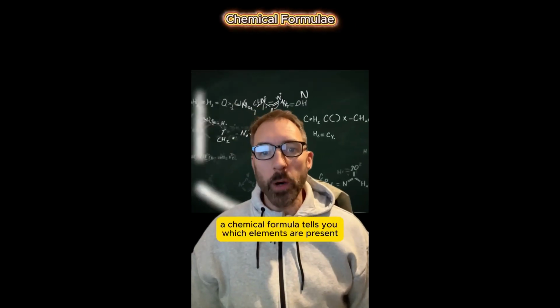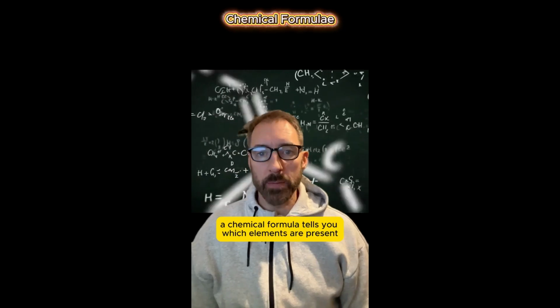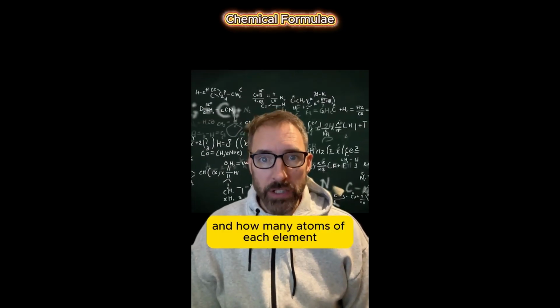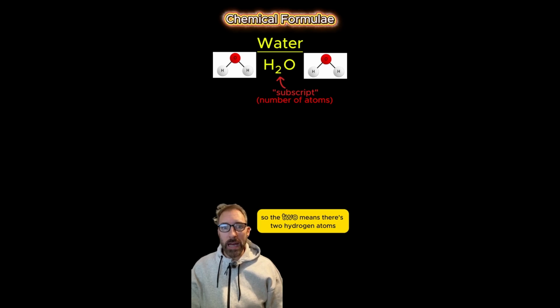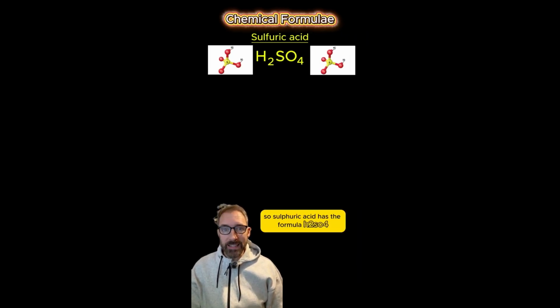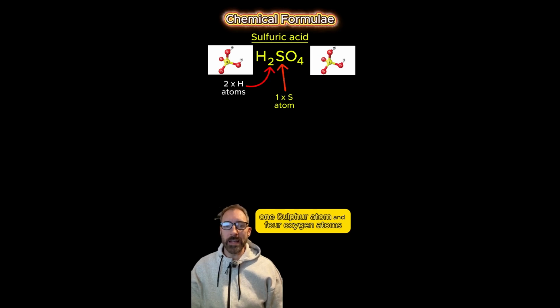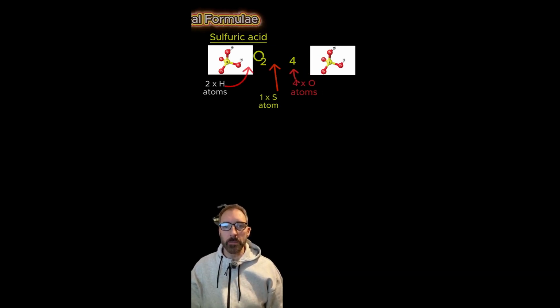All right, a chemical formula tells you which elements are present and how many atoms of each element. Take H2O, for example. The small number is called a subscript, and it tells you how many atoms there are. So the 2 means there's 2 hydrogen atoms. And if there's no number, it just means there's 1 atom of that element. So here there's 1 oxygen atom. So sulfuric acid has the formula H2SO4. So that means there are 2 hydrogen atoms, 1 sulfur atom, and 4 oxygen atoms.